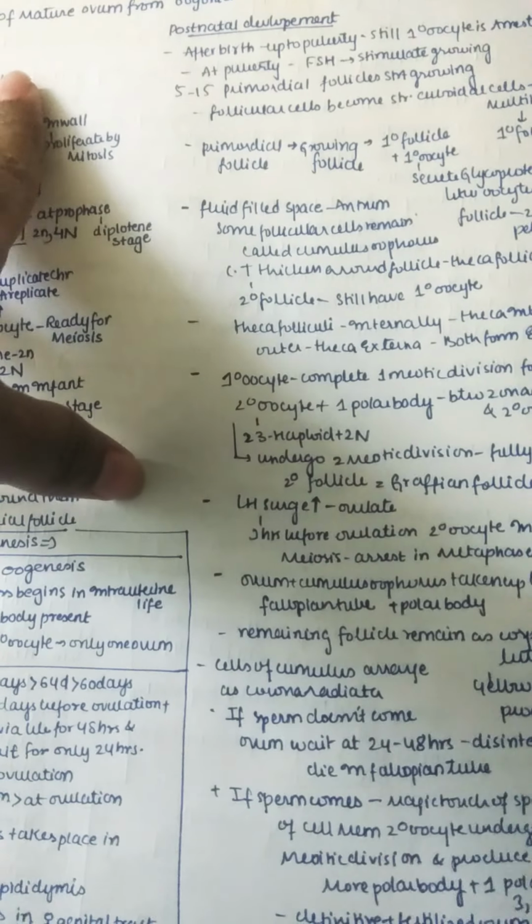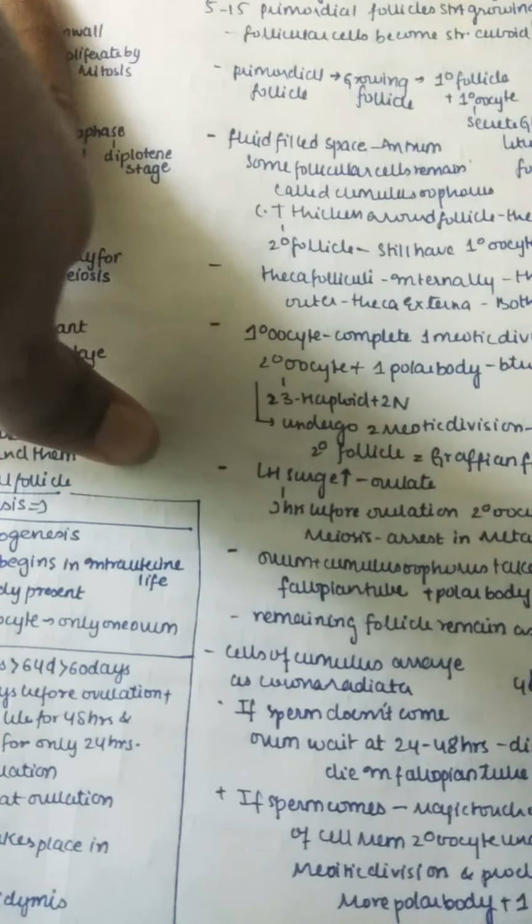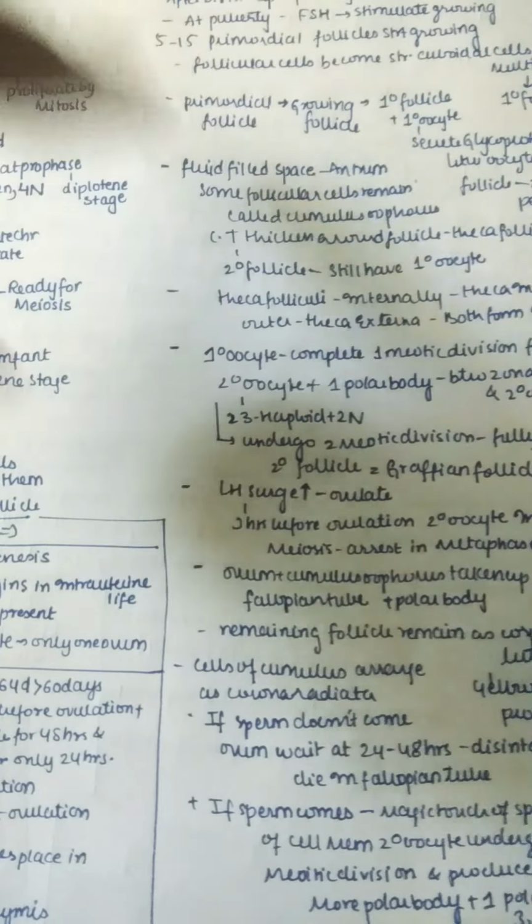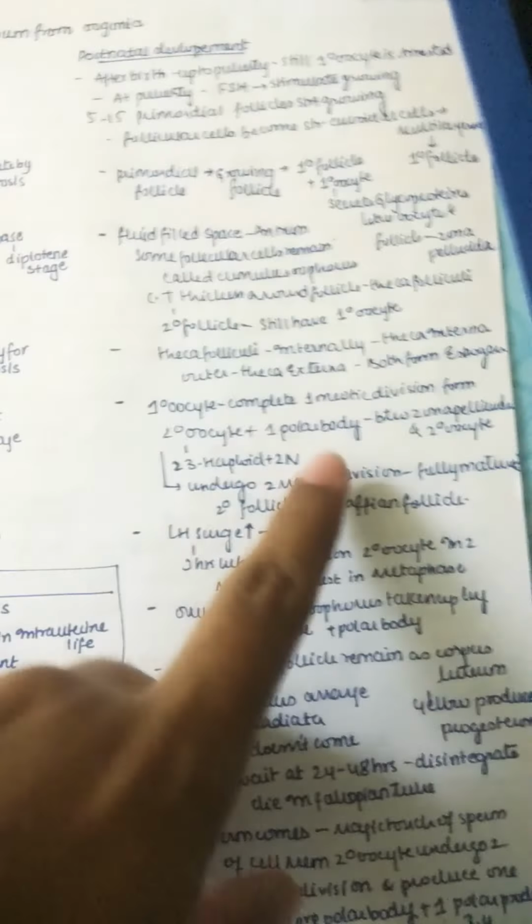This primary oocyte secretes glycoproteins between the oocyte and the follicle, forming the zona pellucida. The fluid filled space is the antrum, and some follicular cells remain, called the cumulus oophorus. With the connective tissue, they form the thickness around the follicle, and this forms a secondary follicle. The secondary follicle also still has the primary oocyte. So the primary follicle still has a primary oocyte, and even the secondary follicle still has the primary oocyte.